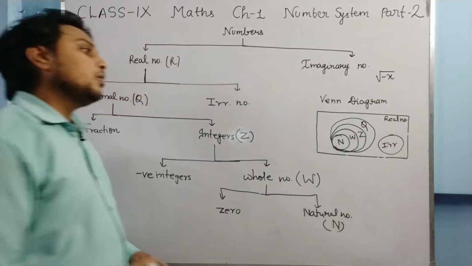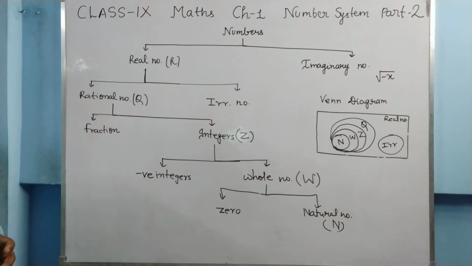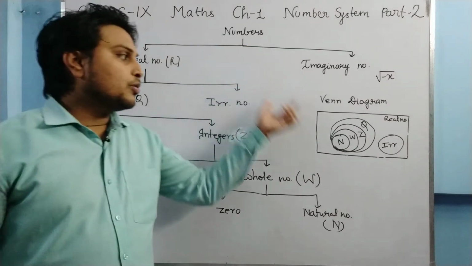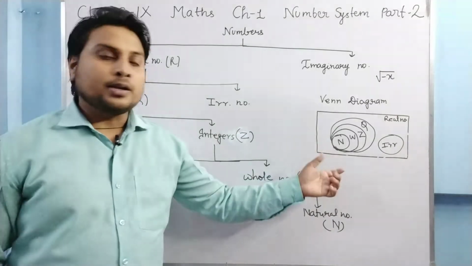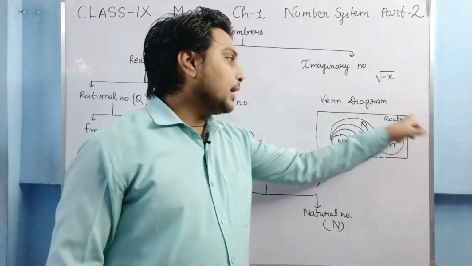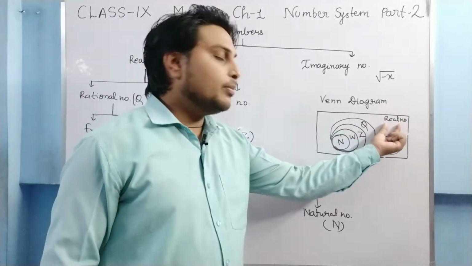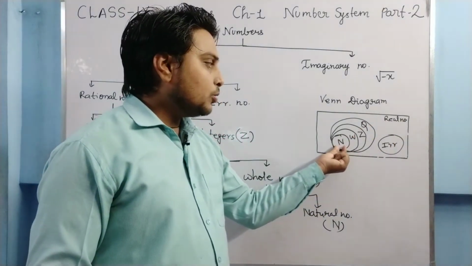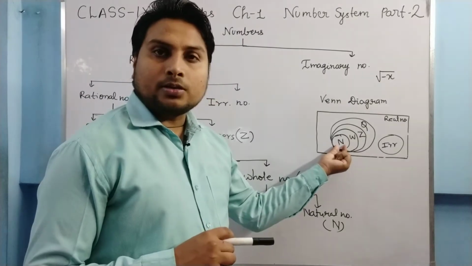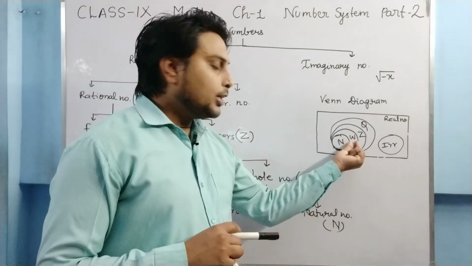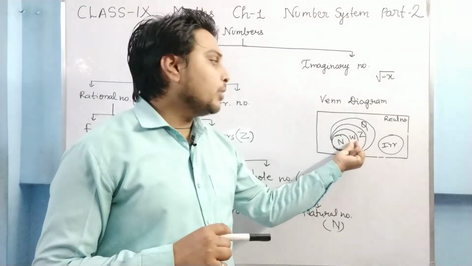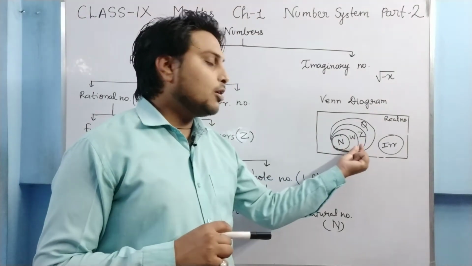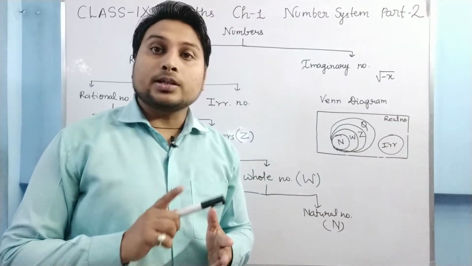So if we want to show the classification of numbers by a figure, we can show it like this: this whole rectangle is showing the real numbers, meaning all the numbers. After that, this small circle is showing the set of natural numbers. After that, if we add 0, then we will get the set of whole numbers. If we add the negative natural numbers, then we will get the set of integers. Each circle is showing a set.